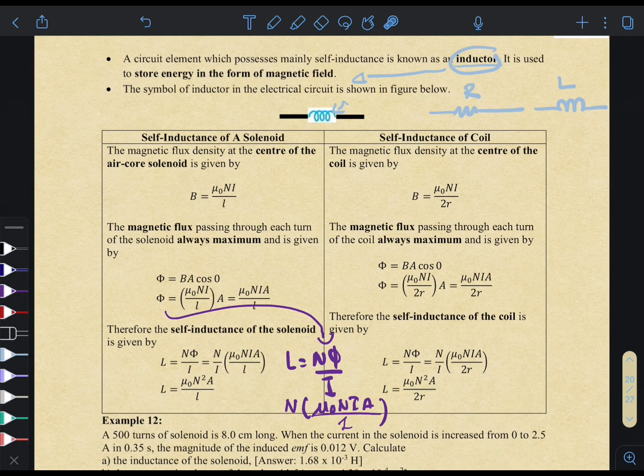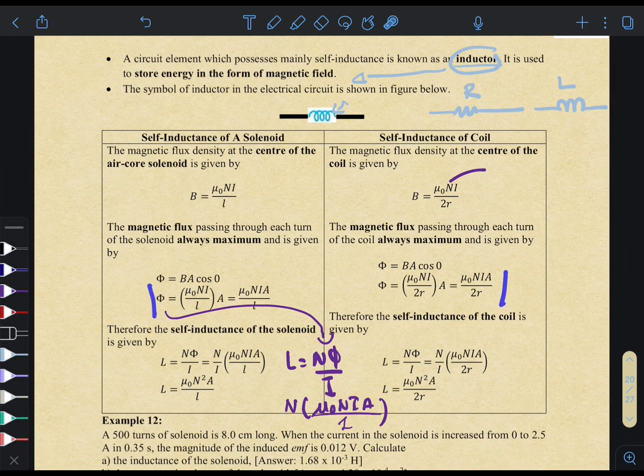However, for a coil, for the self-inductance of a coil, the magnetic flux density at the center of the coil is given as B equals mu naught N I over 2R. Okay, this is for a coil and we say N is the number of turns in a coil. We have many turns in one coil. So the magnetic flux passing through each turn of the coil is always maximum and it is given as flux equals BA cos 0. So in this case we take the maximum. Then you substitute your B in this equation, you will get mu naught N I over 2R times A.